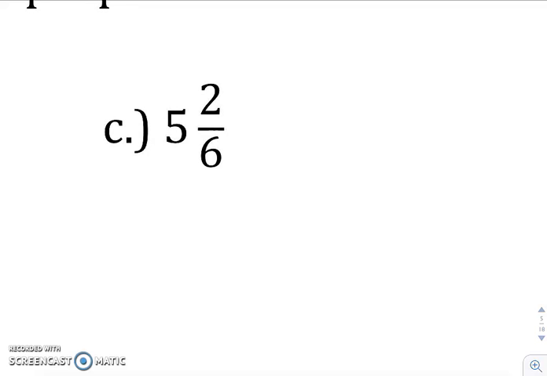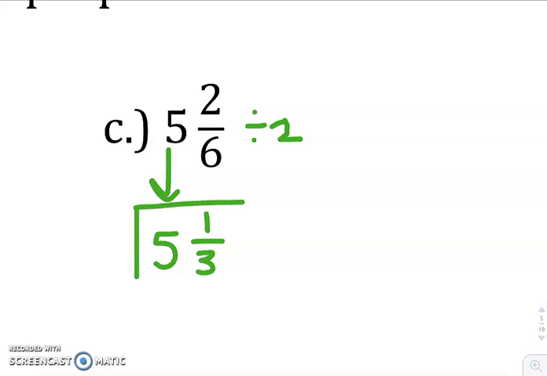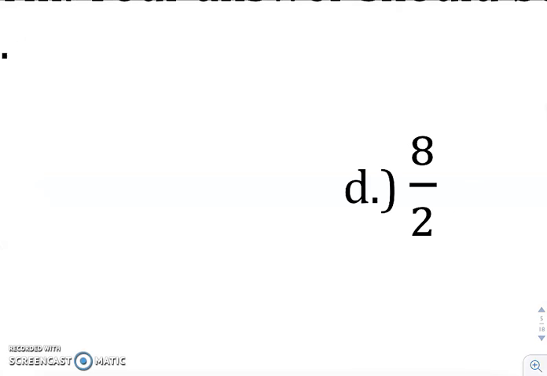So 5 and 2/6. 2 and 6 can be divisible by 2 there. Again, we just leave the 5, just bring it right down. But 2 divided by 2 is 1. 6 divided by 2 is 3. So 5 and a third will be our reduced answer there.